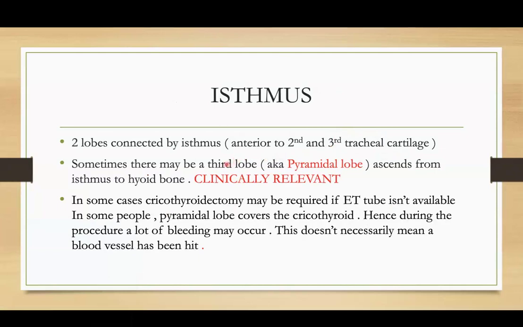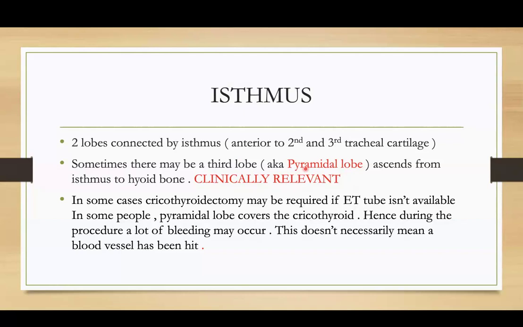And sometimes, as I said earlier, there may be a third lobe, which is called the pyramidal lobe. And this ascends from the isthmus to the hyoid bone. And I'll show you a diagram in a minute, but just remember that for now. There can be a third lobe called the pyramidal lobe. And the two right and left lobes are connected by the isthmus.